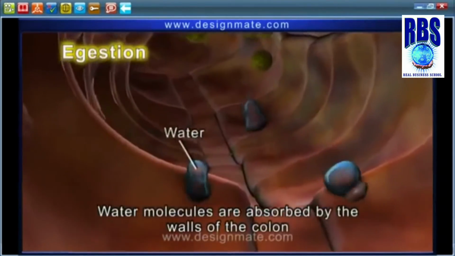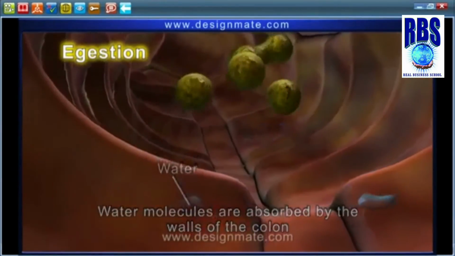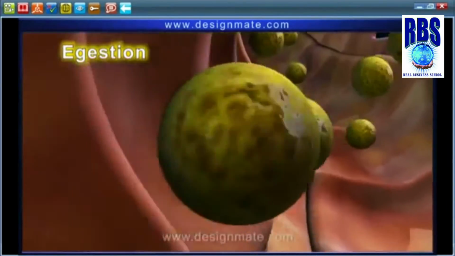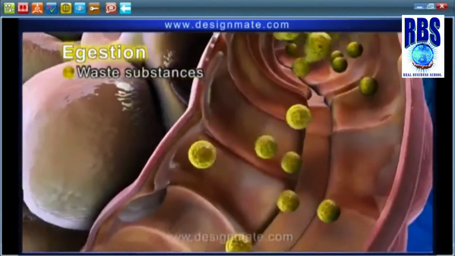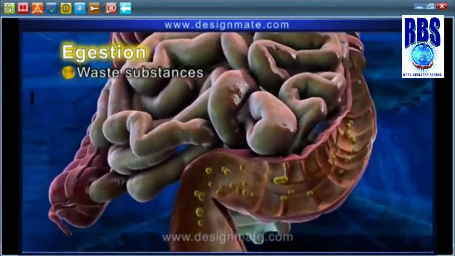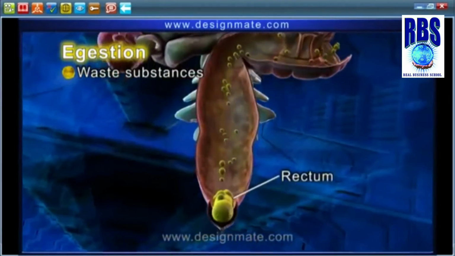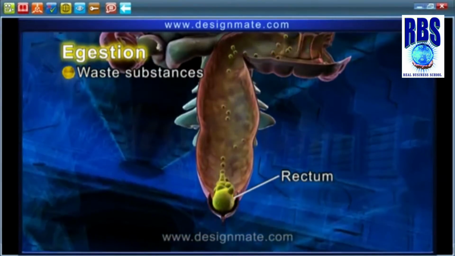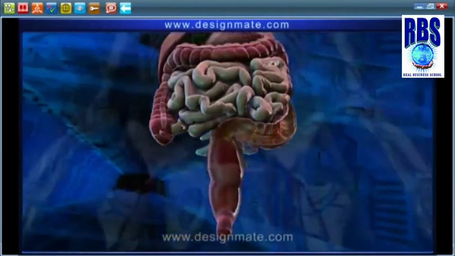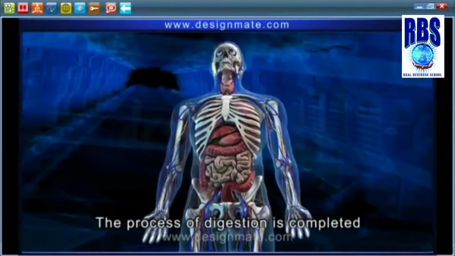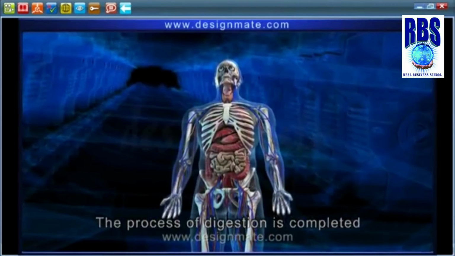Most of the water molecules are absorbed by the walls of the colon, and the waste substances are collected in the lowermost part of the colon, known as the rectum, from where the waste substances are excreted out. Thus, the process of digestion is completed.